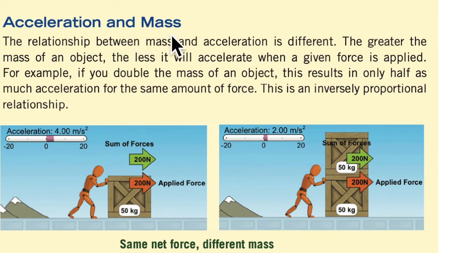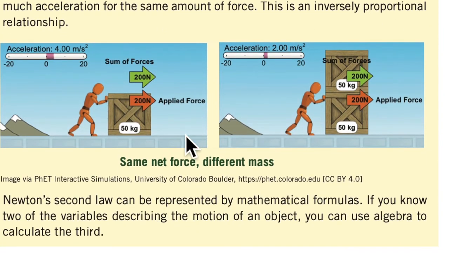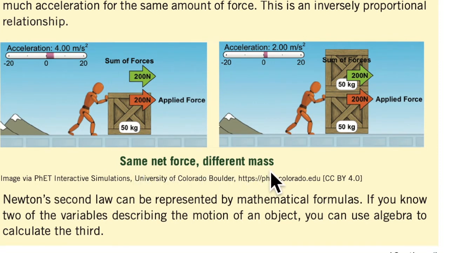Acceleration and mass. The relationship between mass and acceleration is different. The greater the mass of an object, the less it will accelerate when a given force is applied. For example, if you double the mass of an object, this results in only half as much acceleration for the same amount of force. This is an inversely proportional relationship. Same net force, different mass.